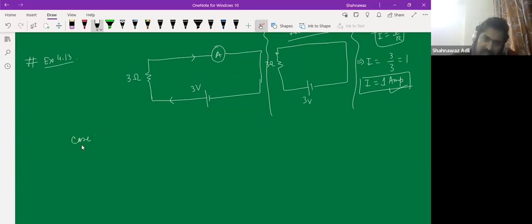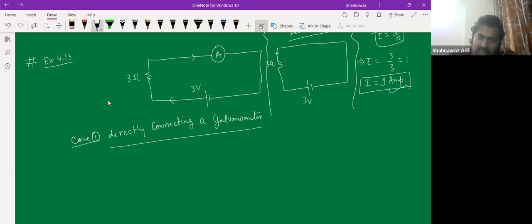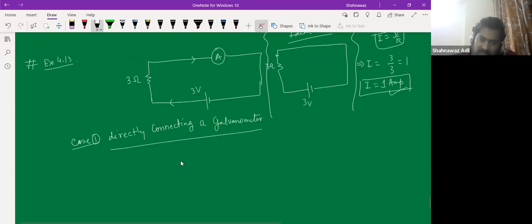Case first, directly connecting a galvanometer. Right, so this is the first scenario. We are connecting a galvanometer directly without any shunt resistance. This is the 3 ohm resistance, this is the 3 volt voltage, and then we are connecting a galvanometer which has some resistance.